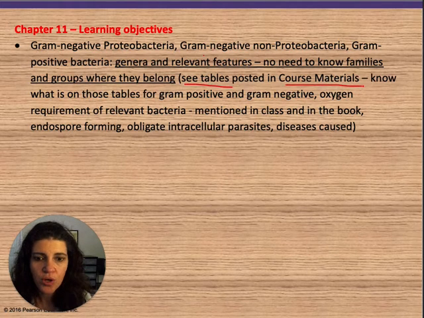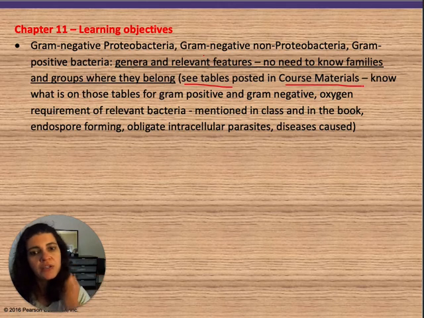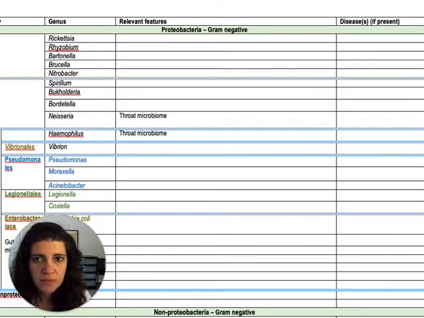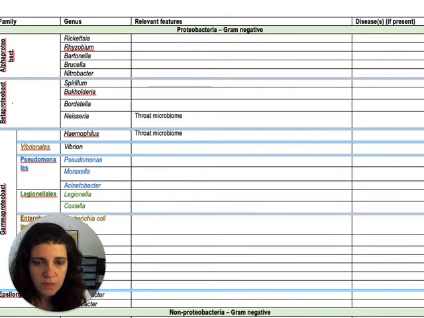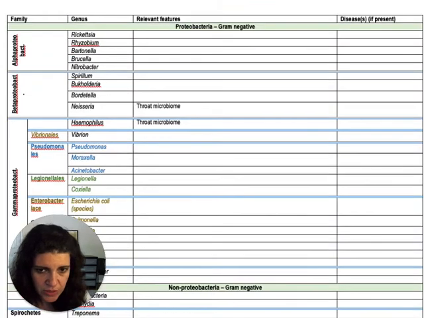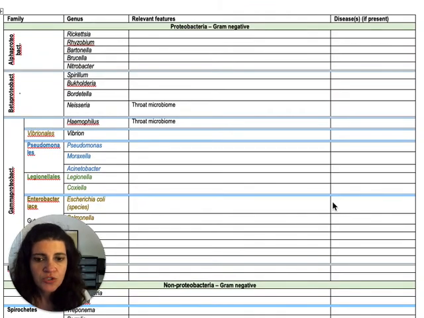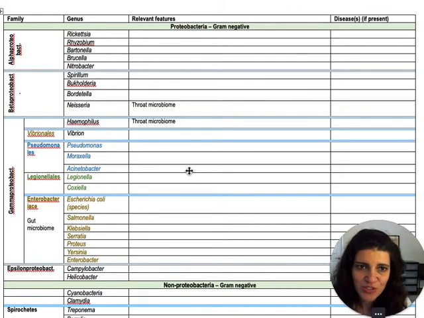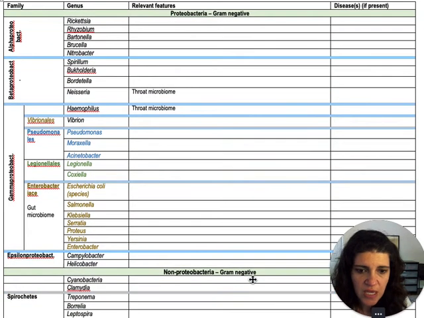If you go on this week's folder, you're going to see a Word file. And that file is this file. Let me zoom it out so you can see the whole thing. Okay. So what is this? This is a table that I'm giving to you to fill. It says here, these are all the proteobacteria gram-negative and the non-proteobacteria gram-negative. So this first table is just gram-negative bacteria.